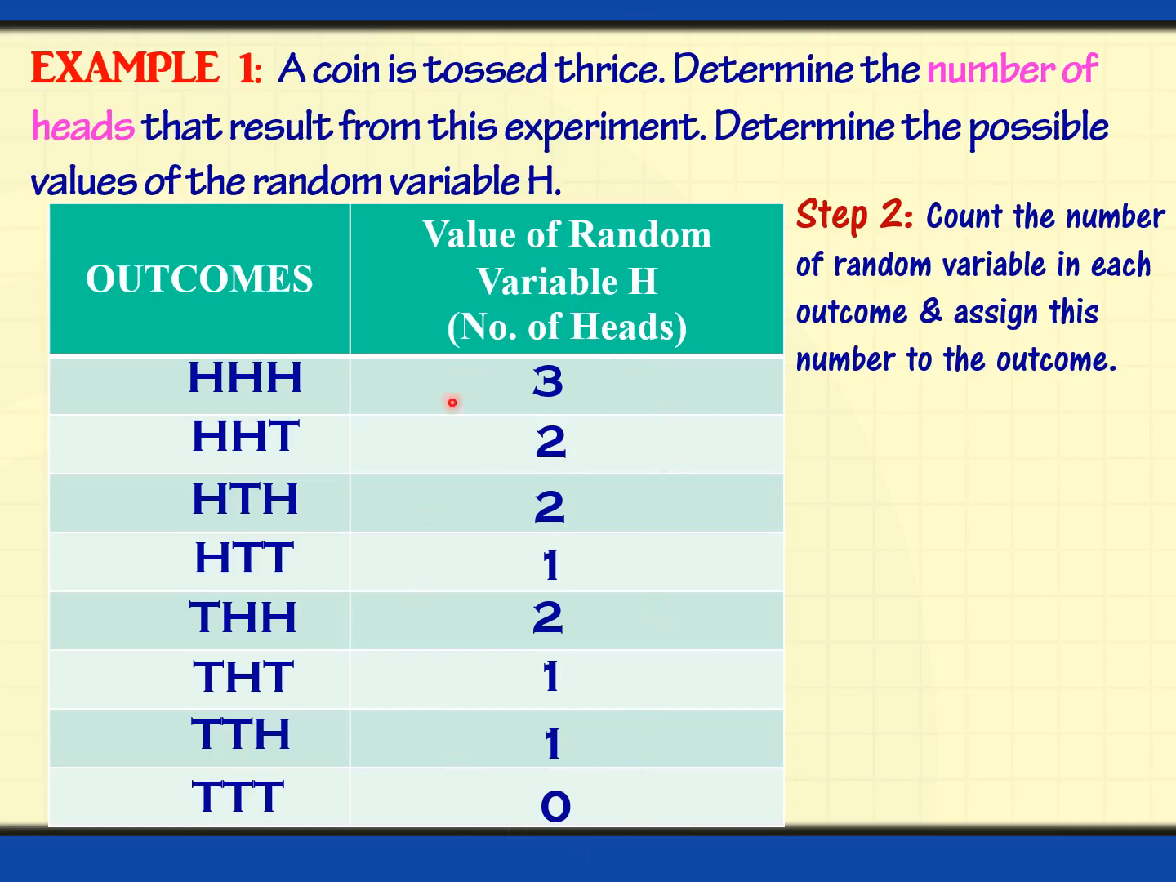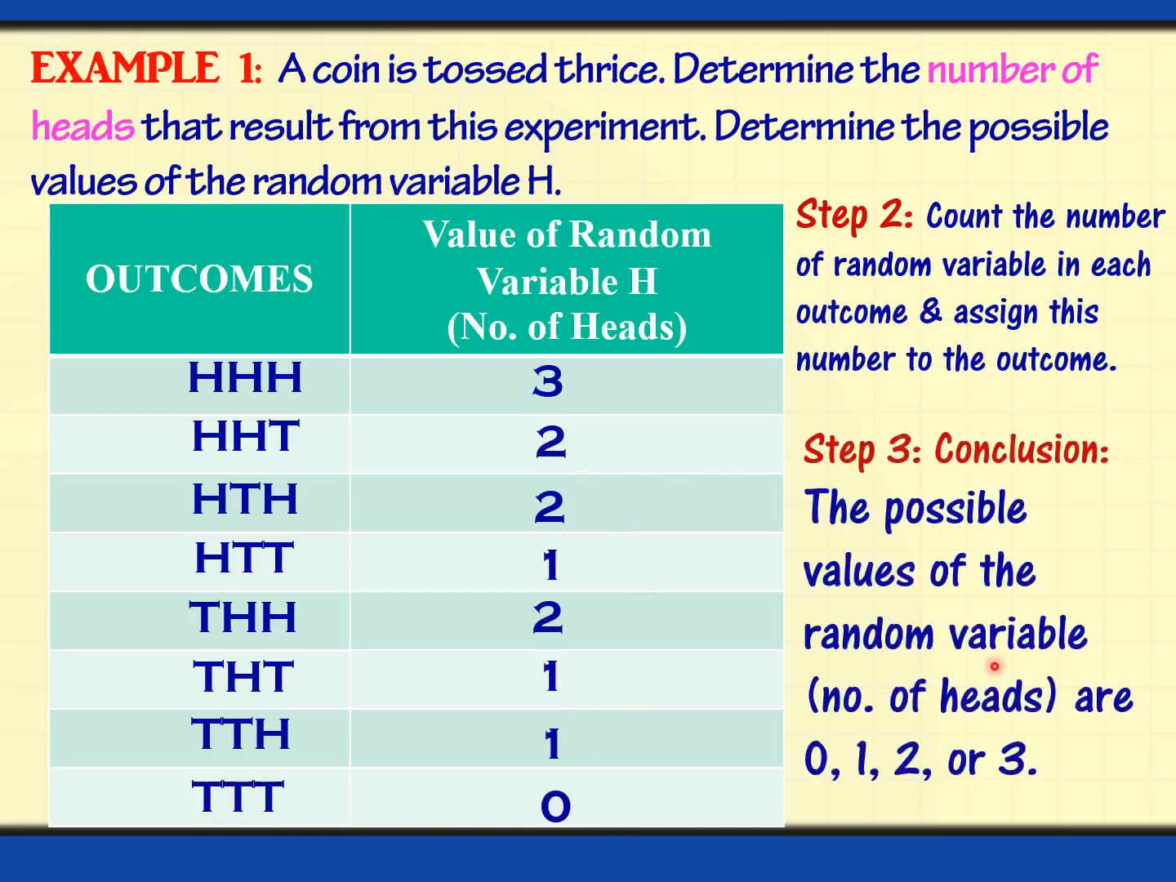What are the possible values? So we can either have 3 heads or 2 heads only, 1 head, or no heads. So these are the possible values. So the possible values of the random variable are 0, 1, 2, or 3. So that will be your step number 3, making the conclusion. Did you follow on how to find the possible values of random variable?